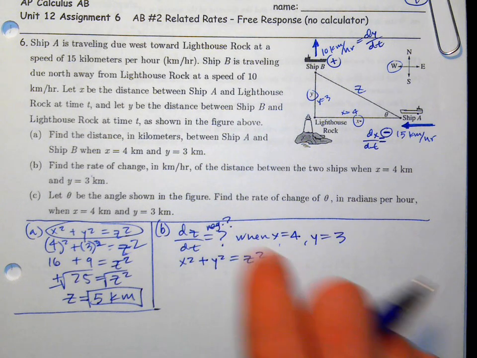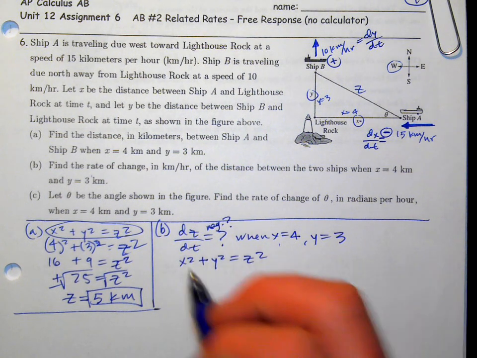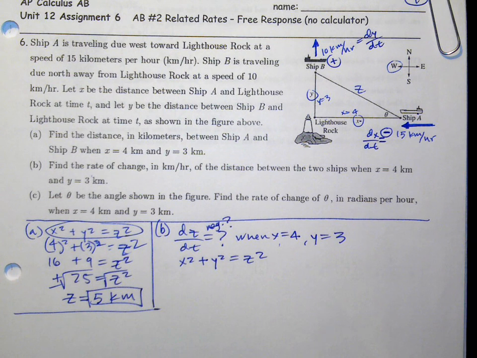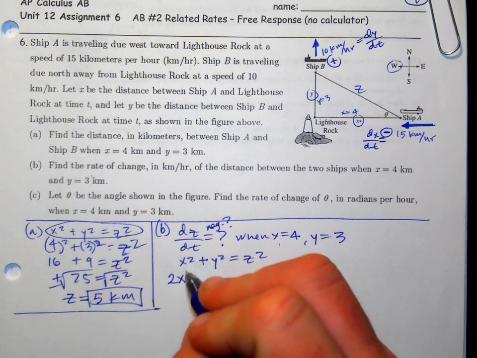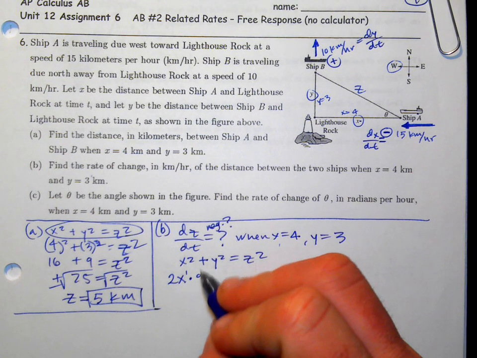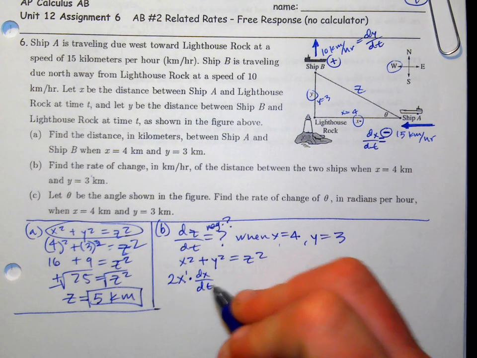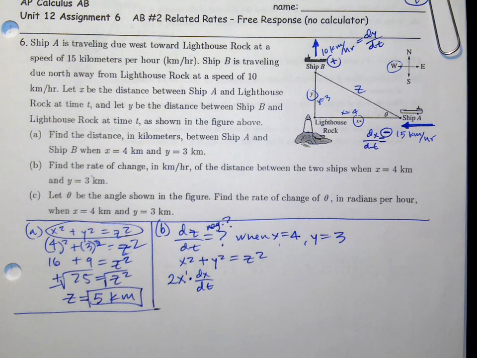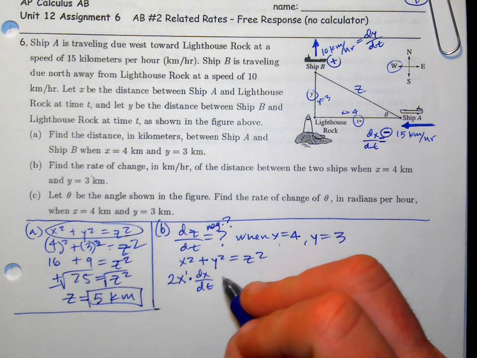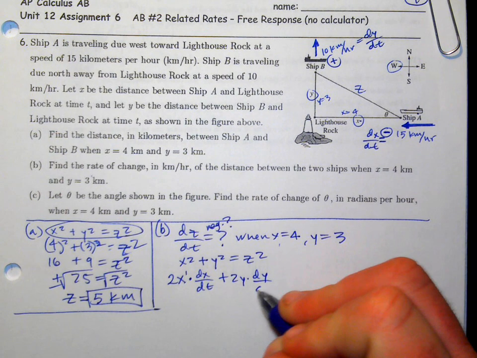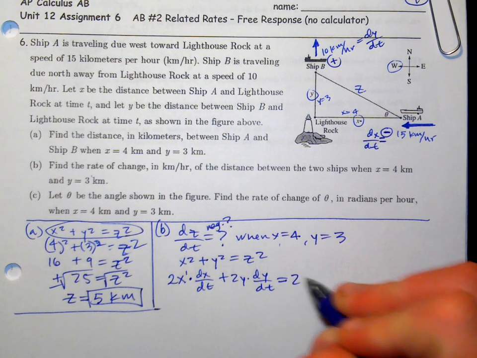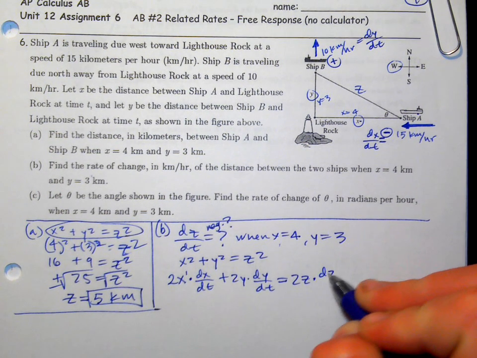Then we take the derivative of this implicitly with respect to time. It's implicit because there are no t's. So the derivative of x squared isn't just 2x to the first power. You have a dx dt because x is actually some function of time. So you need to follow it up with a dx dt. It's chain rule, plus 2y dy dt equals 2z dz dt.